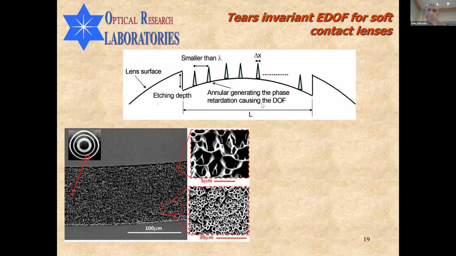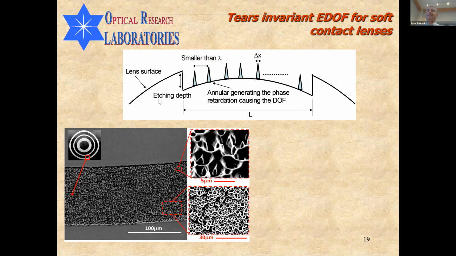Now, the problem with contact lenses is that when you have scratches, this is a schematic sketch of the scratch from the side, the tears can enter into those scratches because they are large. And when they do, the optical functionality is destroyed. So how can we solve this?